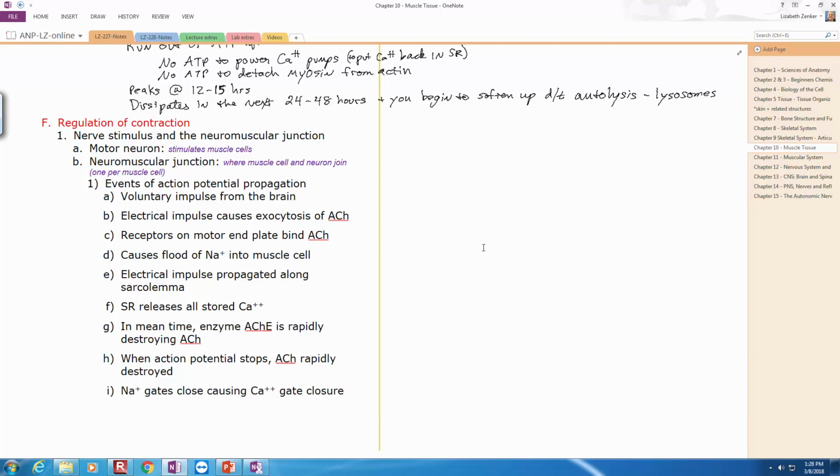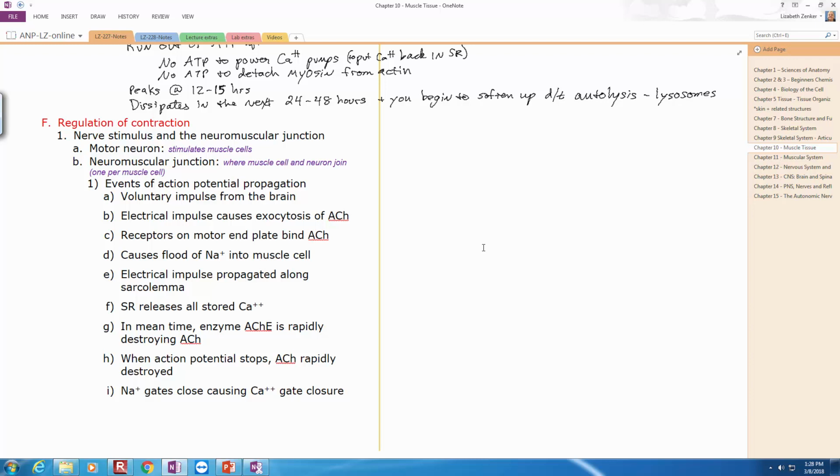So this stimulates a muscle cell. It does this by the neuromuscular junction, neuro for nerve, muscle for muscular junction. So where the muscle cell and neuron join, and this is one per muscle cell, and the events of the action potential propagation. Propagation just means if it touched the cell here, it propagates or passes it along the whole cell membrane really fast, okay?